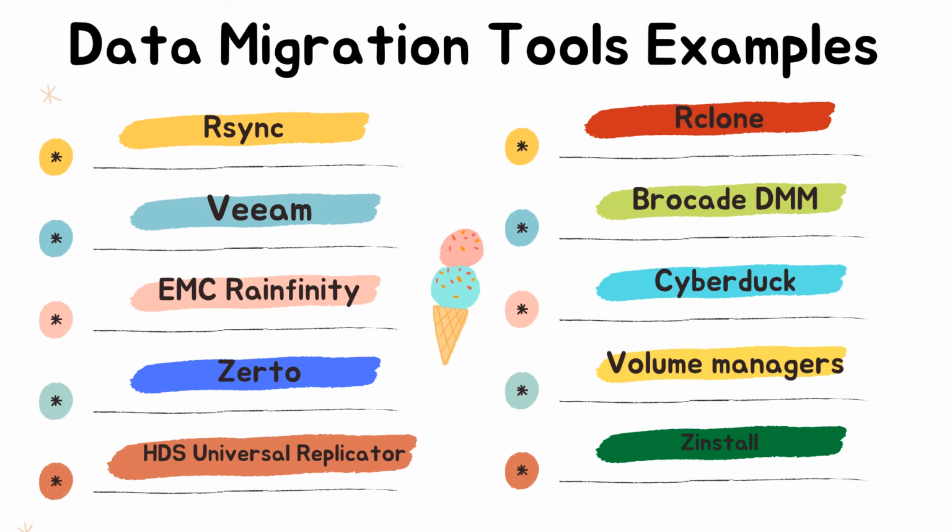Rclone, an open-source command line utility, used to migrate data to and from cloud object storage. Brocade DMM for network-based block-level migration. Cyberduck is an open-source FTP and SFTP client, used to transfer individual files or file volumes. Volume managers for host-based block-level migration. And then we have Zinstall.